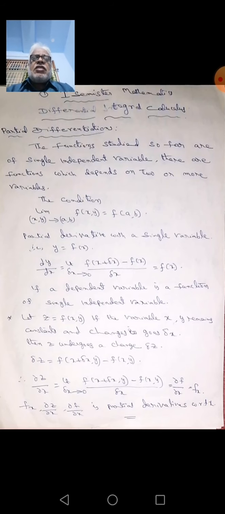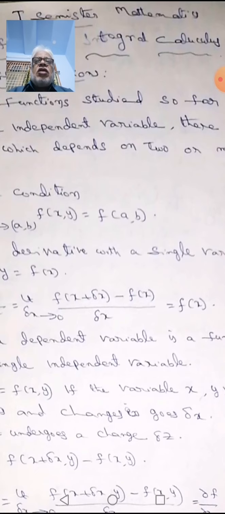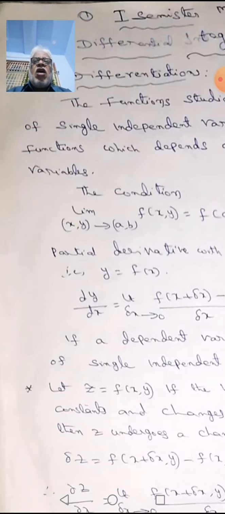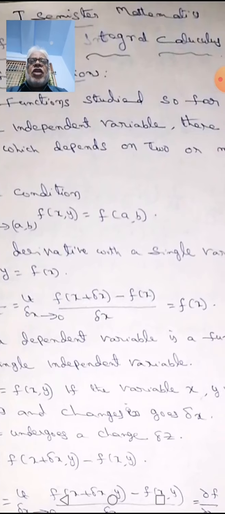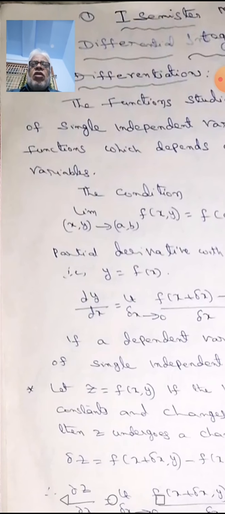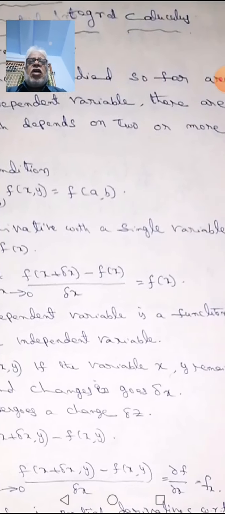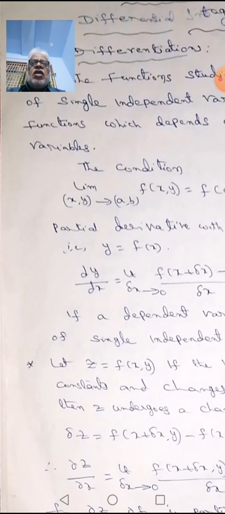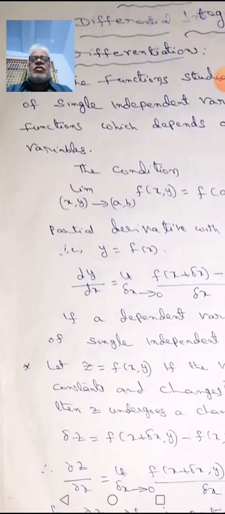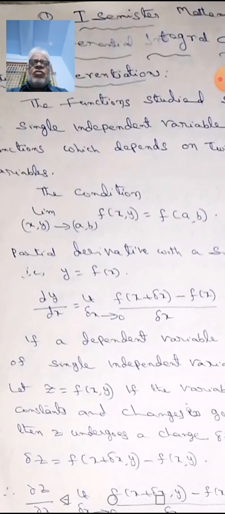So our first syllabus starts with partial differentiation. Just see the definition of partial differentiation in mathematical words. The functions studied so far are for a single independent variable. There are functions which depend on two or more variables, which is called partial differentiation. It means in partial differentiation many variables are there. How many variables? Suppose x, y, z.